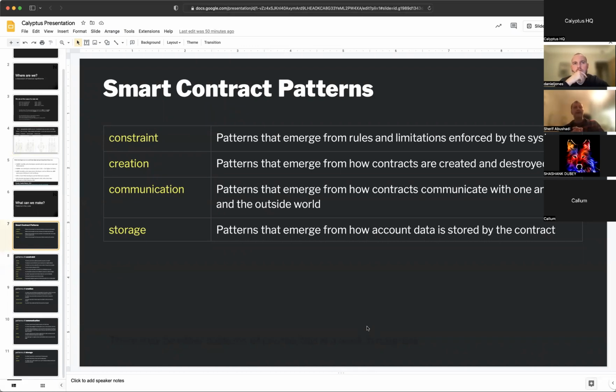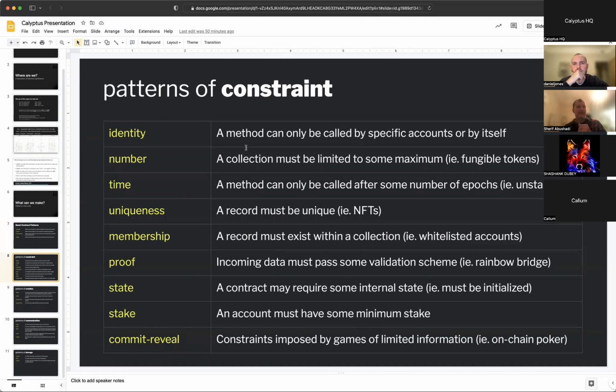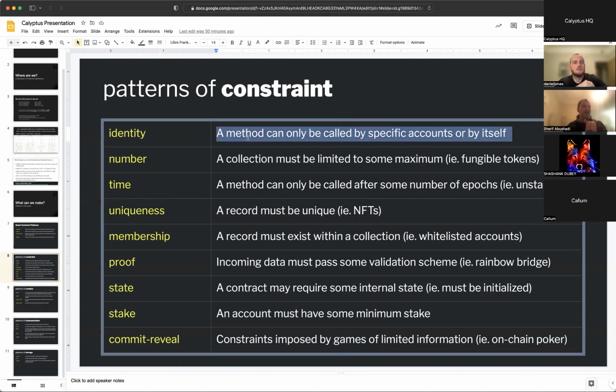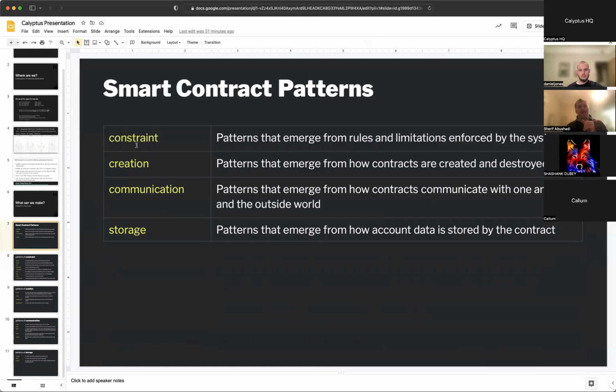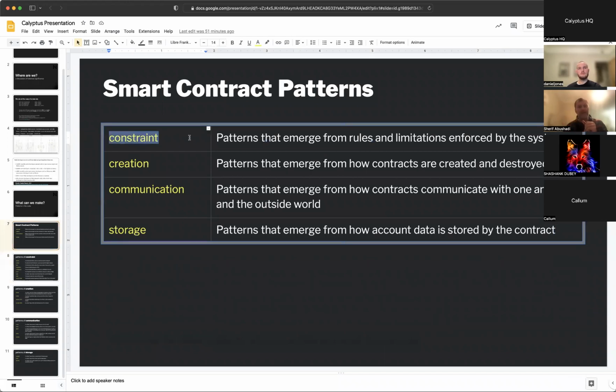So you have patterns of constraint, let's say, with the smart contract. These are patterns that emerge from the rules and limitations that are enforced by the system. And we can dig into those. Just to give an example, a pattern of constraining identity is a method in a smart contract that can only be called by a specific account, or maybe the contract can only call itself. That would be a pattern of constraint, somehow constraining the way that the system works, okay?